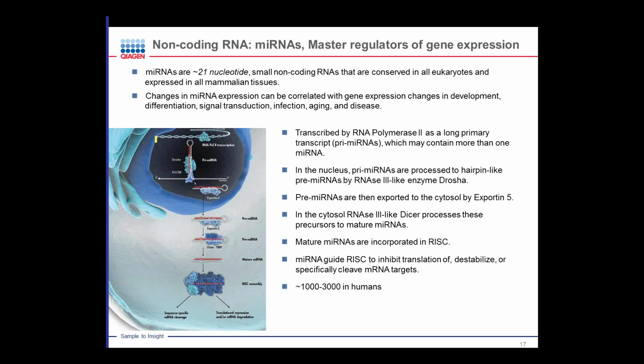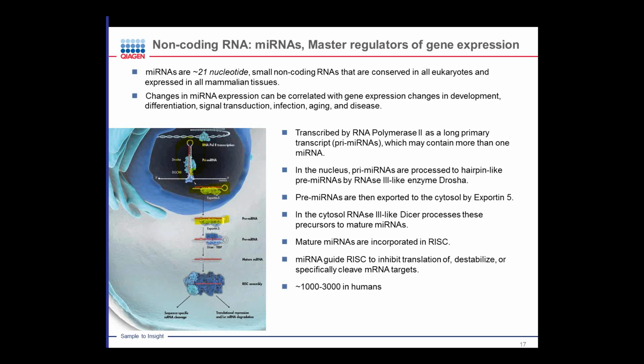MicroRNAs are transcribed by Pol2. They're either, again, intragenic or intergenic, but they do use Pol2 promoters so that they're regulated in as complex a manner as mRNAs are. Because they're transcribed by Pol2, they're transcribed as long primary transcripts. They're processed in the nucleus the way an mRNA precursor is processed, but there's a particular structure that's recognized by an enzyme called Drosha that makes this hairpin pre-microRNA, which is then exported to the cytoplasm by the transmembrane protein exportin 5.